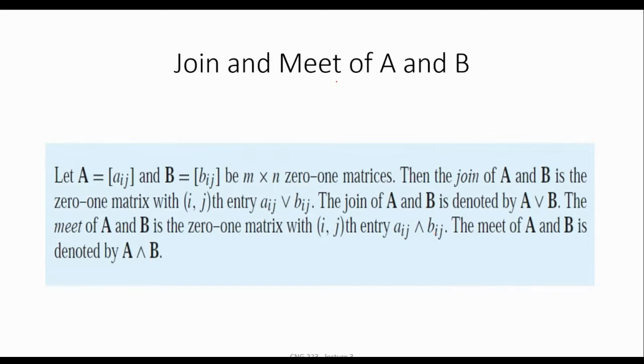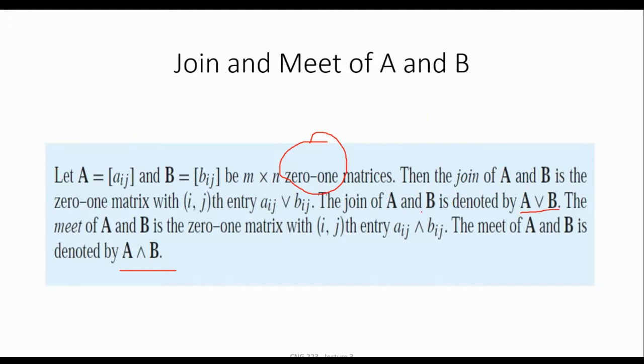What about the join and meet of A and B? These two are very similar to the conjunction and disjunction that we talked about in the first chapter. In order to find them, it's important for us to know that your matrix should contain binary numbers like 0, 1. One of them can be described as false, the other one as true. So in that scenario, we can define the join and meet of A and B.